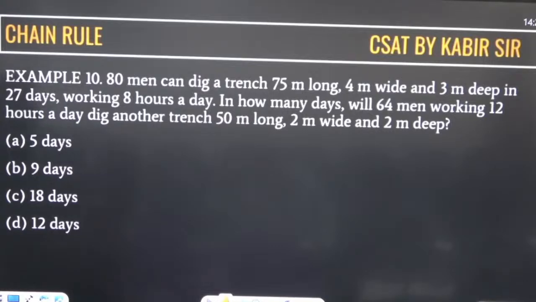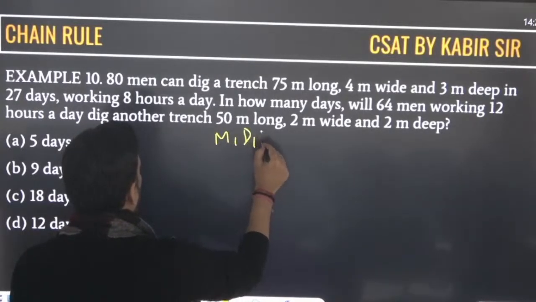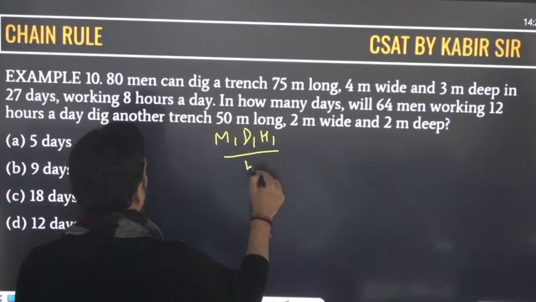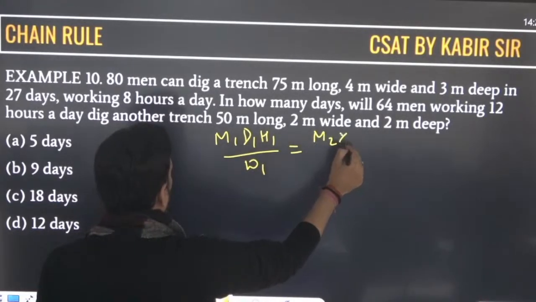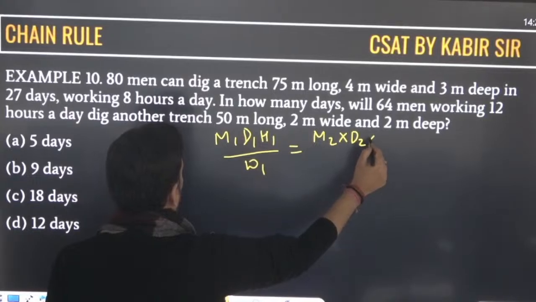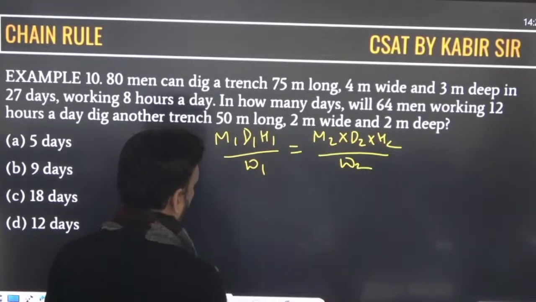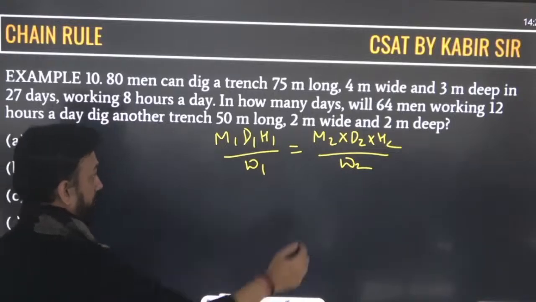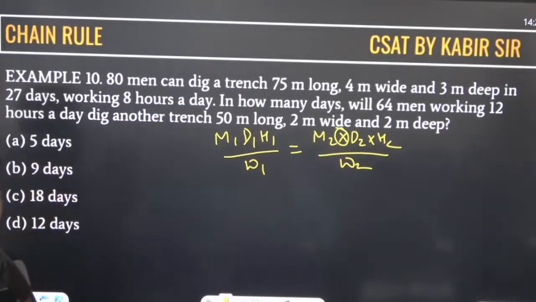So again we will use the same formula, M1 D1 H1 upon W1 equal to M2 D2 H2 upon W2. Here I am using the multiply sign, here I am not using. Is there any difference? Many students ask me if it is different.